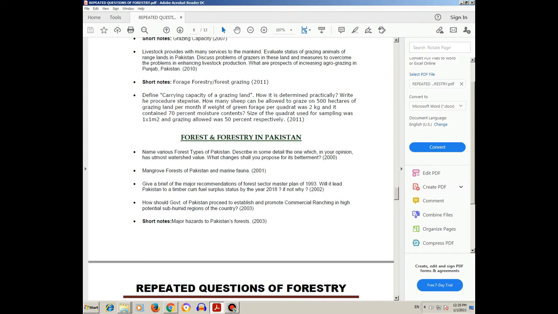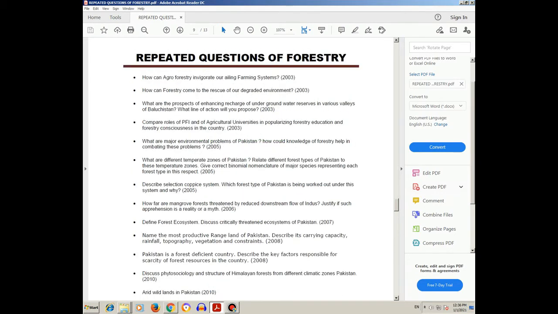2003 How can agroforestry invigorate our ailing farming systems? 2003 How can forestry come to the rescue of our degraded environment? 2003 What are the prospects of enhancing recharge of underground water reserves in various valleys of Balochistan? What line of action will you propose?